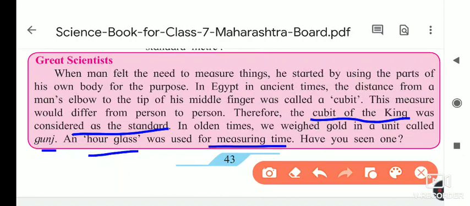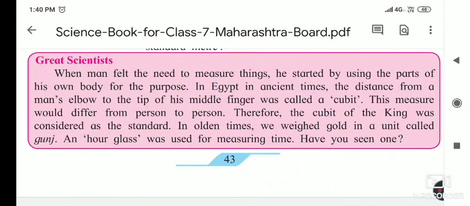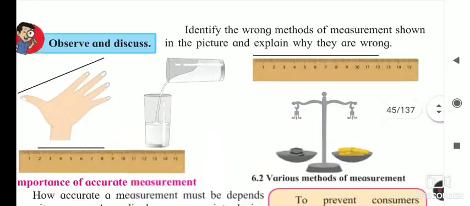Okay, the hourglass was there. You have seen this type of glass, and the sand is falling from here downside. When the whole sand falls downside, then the 24 hours get completed, and we have to turn it upside down, and then again we are measuring the time. Have you seen one? Yes.